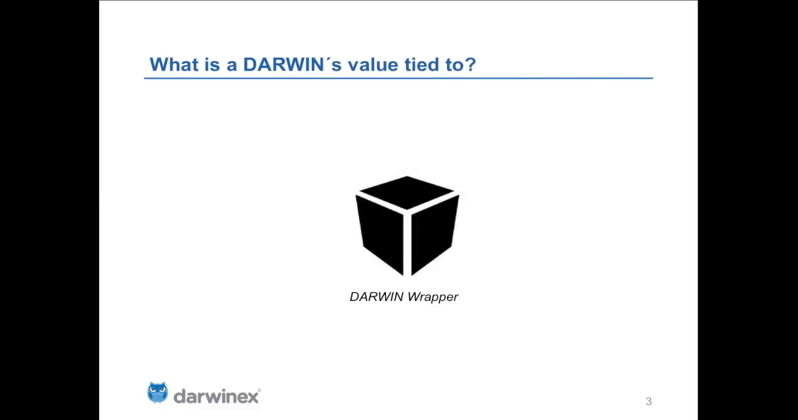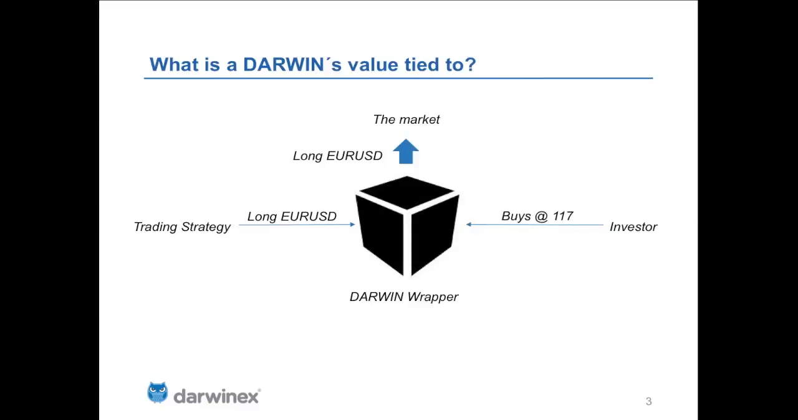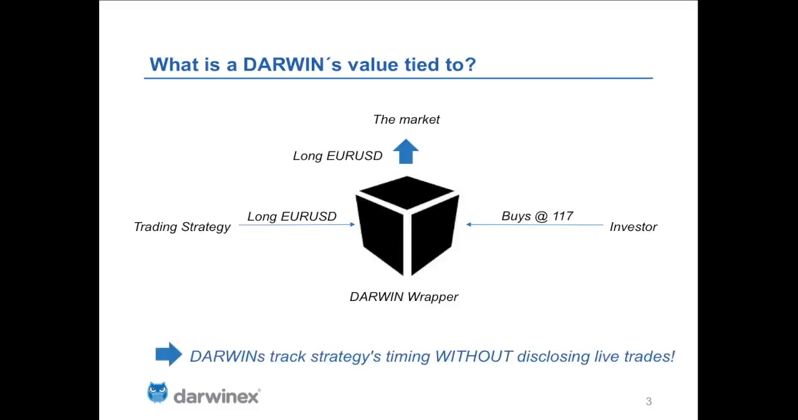What is a Darwin's value tied to? Well, a Darwin is nothing other than a wrapper around a trading strategy. So whenever a trading strategy, say, goes long the euro dollar, people who have bought that Darwin will replicate it and go long the euro dollar in the market. However, crucially, as they do so, the investors will ignore the underlying trade which has been taken. All they will know is the listing price of the Darwin. For instance, they will buy at a value of 117, just like they would with a stock, hoping that that liquidation value will go up if things play out as the original trader planned.